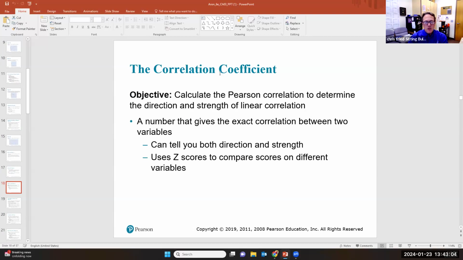The thing that we should be aware of is the correlation coefficient. I'm going to talk about something here in a minute called the Pearson correlation, to determine the direction and strength of linear correlation. So it's a number that gives the exact correlation between two variables. This can tell you both the direction and strength, and it also uses the z-scores that we touched base on last chapter to compare scores on different variables.